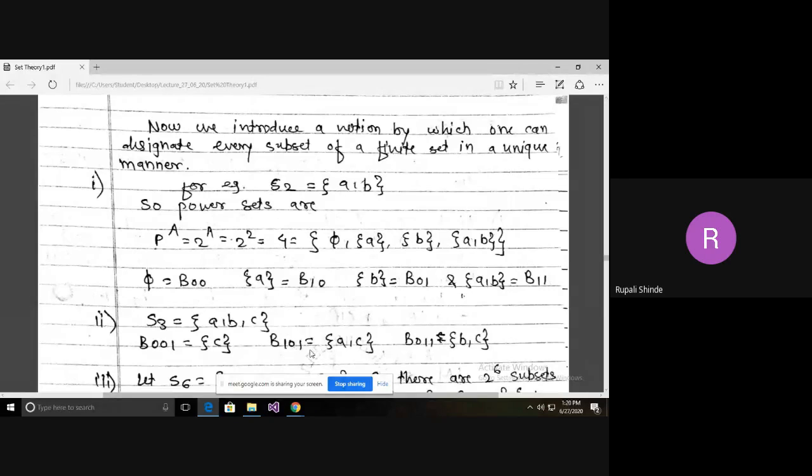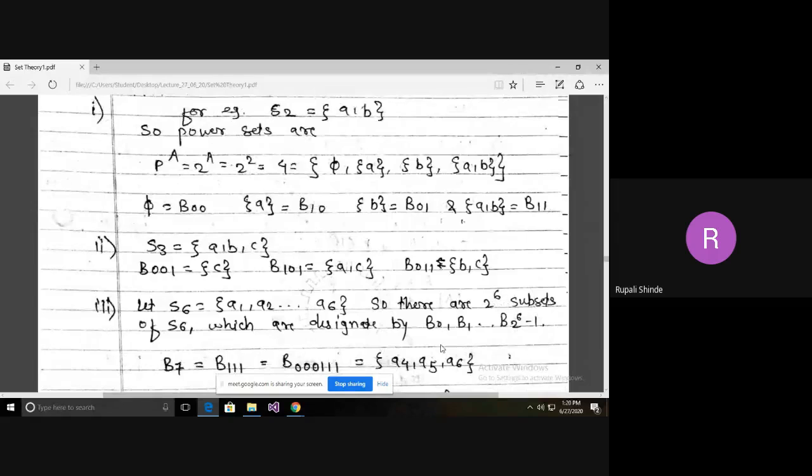Absence of B. And if you want to represent set B and C, then it should be represented as B011. Okay, so here one example is given. Let S6. Here 6 represents that there are a total of 6 elements in this set, from A1 to A6. So there would be 2 raised to 6 subsets of S6, which are designated by B0, B1, up to B2 raised to 6 minus 1.